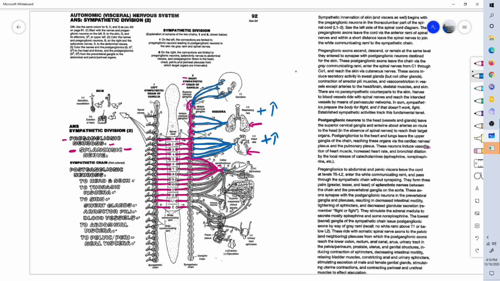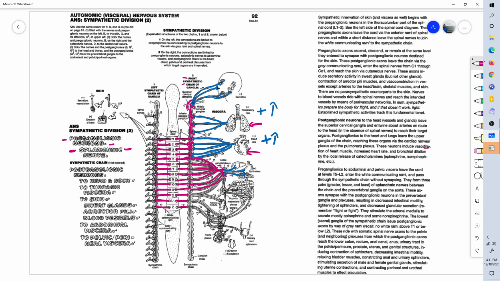And so you get a postganglionic neuron from the celiac ganglia heading to the liver to innervate the liver. Postganglionic to innervate the stomach. The postganglionic neuron innervating the pancreas. Your organs of digestion here. And of course, your preganglionic neurons coming from T10 there, going to synapse with the postganglionic in the celiac plexus.